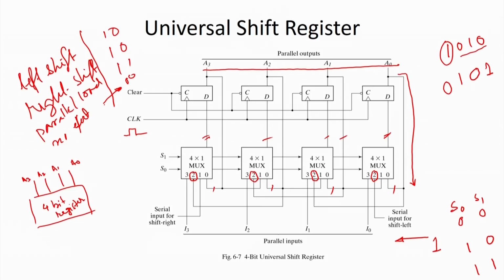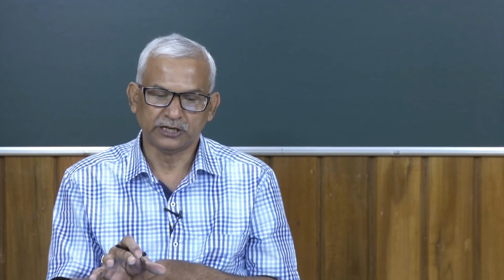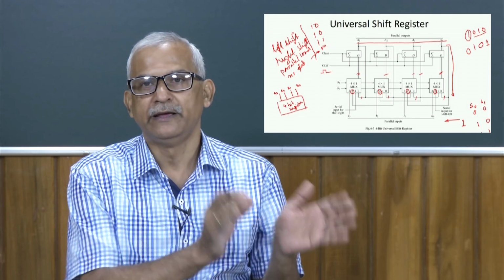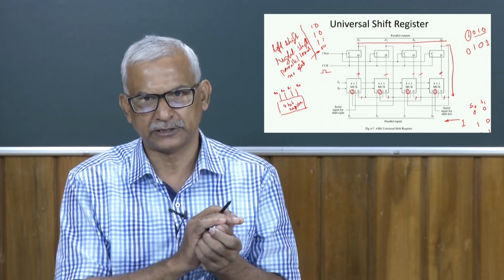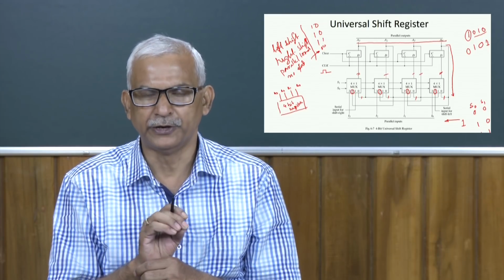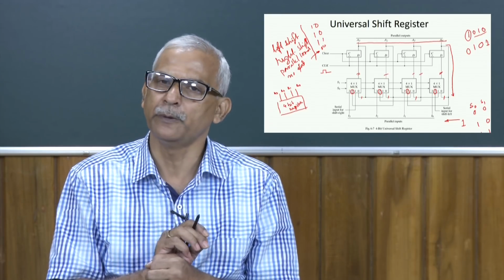We can perform the shift operation as well as parallel load, or we can retain the information as long as we require it. So, this is a 4 bit register. If we need an 8 bit, then what will happen? We can use 8 flip flops and 8 muxes. So, to store our information in our computer, in our processor, we use this type of register.